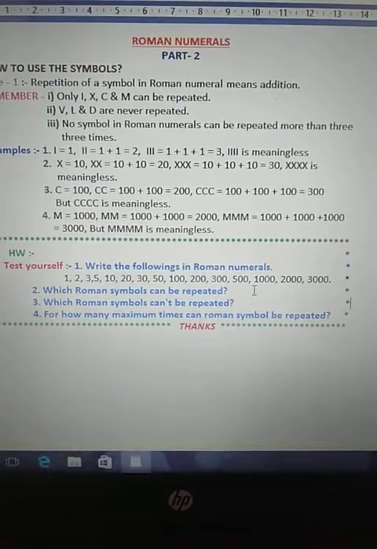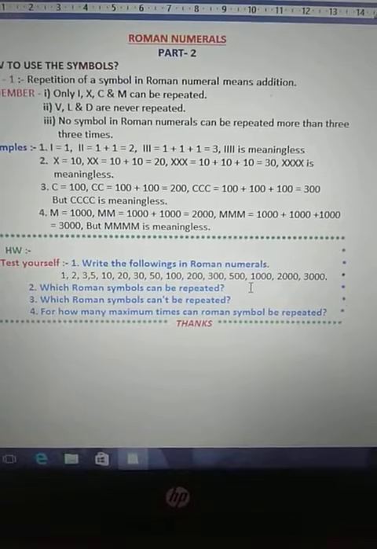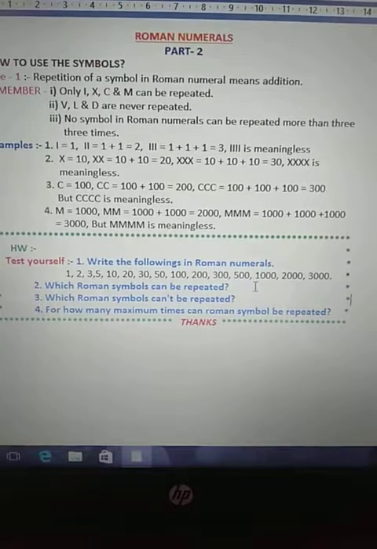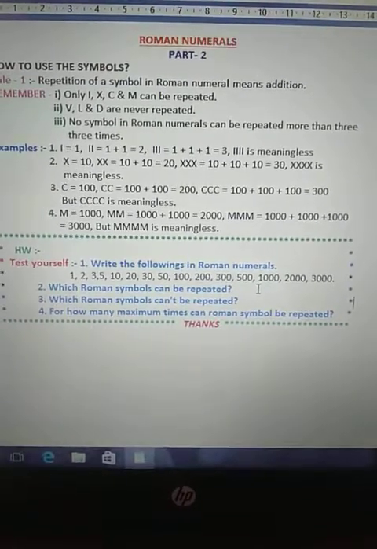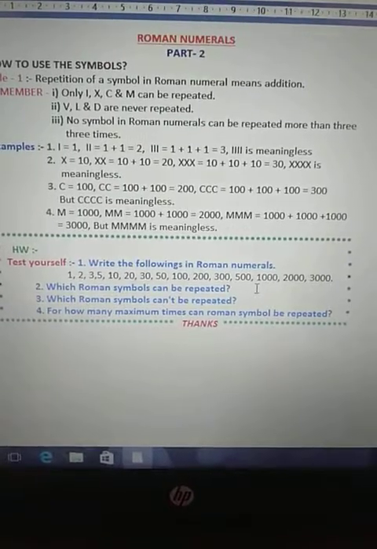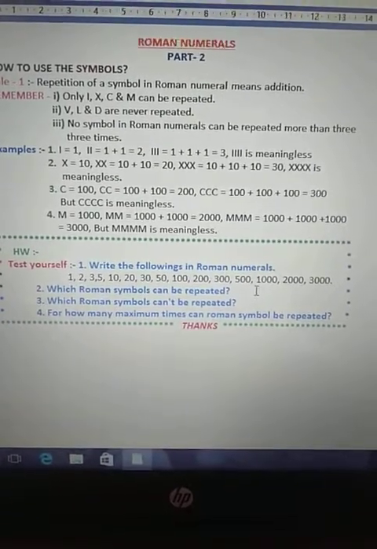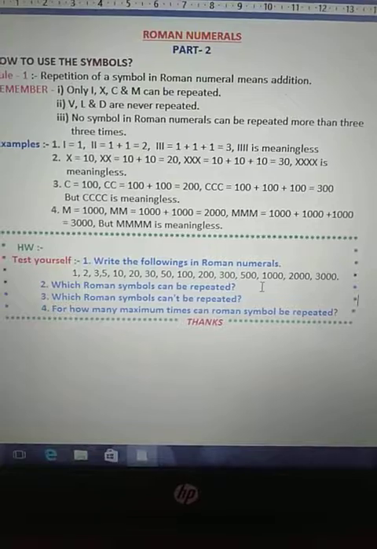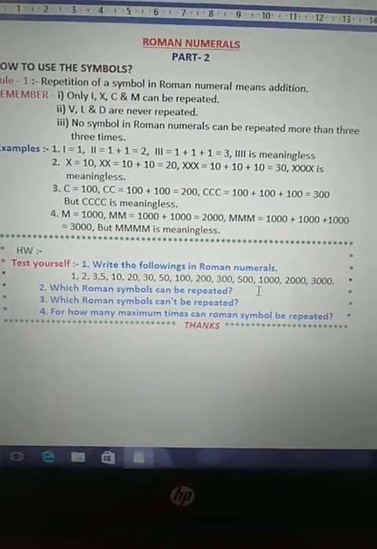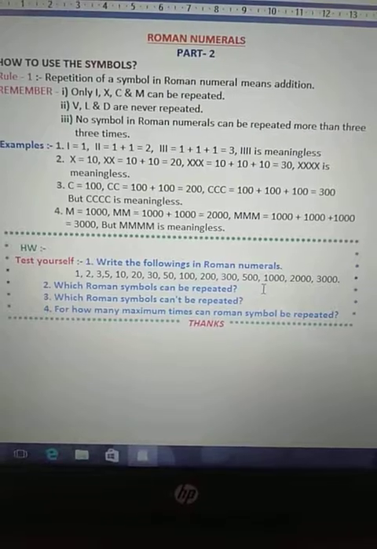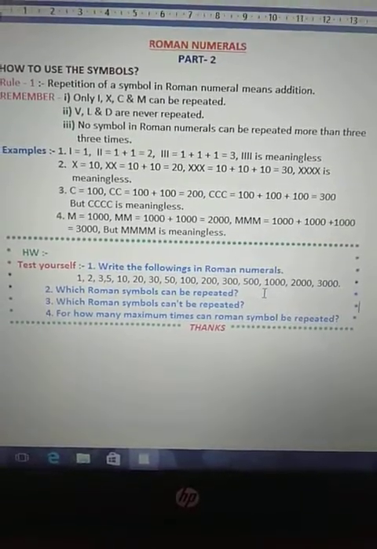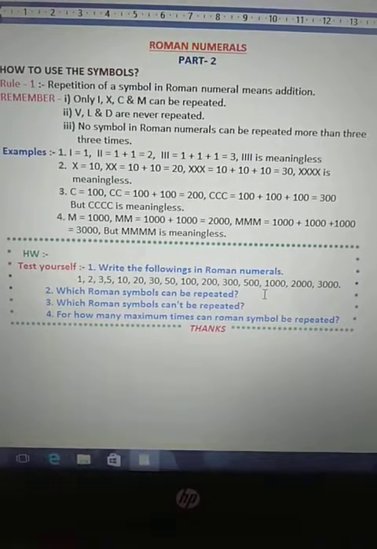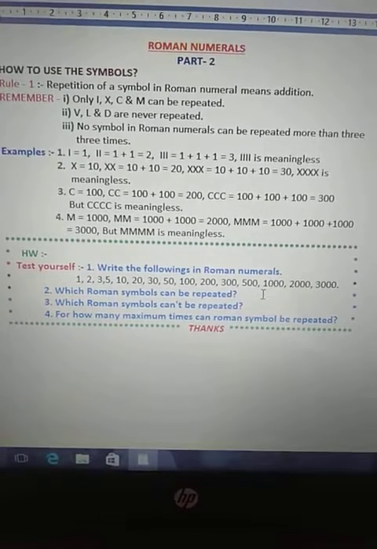Test yourself. Number 1, write the following in Roman numerals. The numbers are these Hindu-Arabic numbers: 1, 2, 3, 5, 10, 20, 30, 50, 100, 200, 300, 500, 1000, 2000, 3000. Number 2, which Roman symbols can be repeated? Number 3, which Roman symbols can't be repeated? Number 4, for how many maximum times can a Roman symbol be repeated?